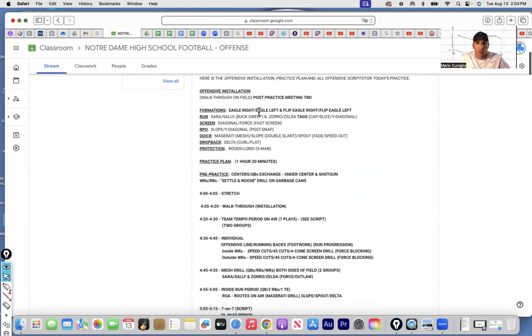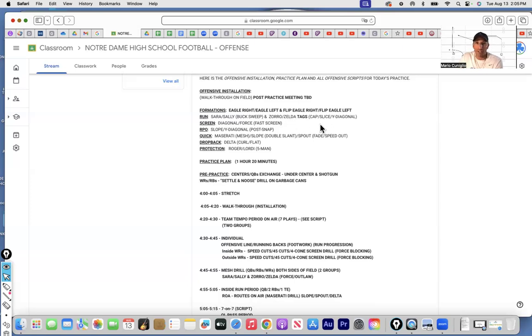Today's formations are Eagle Right, Eagle Left, Flip Eagle Right, Flip Eagle Left. All right, which is basically taking two guys that we're on and moving them off and going in that direction, just to give us a little bit more versatility to still be able to run the same concepts, run schemes, and passing concepts that we already have. The run play for today that we're adding is Sarah and Sally, which is our buck sweep play.